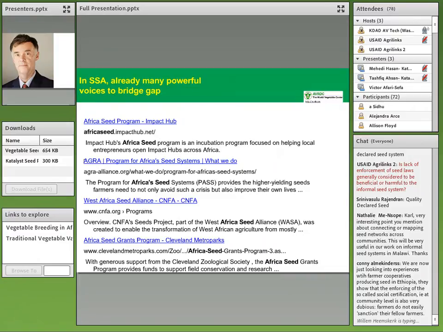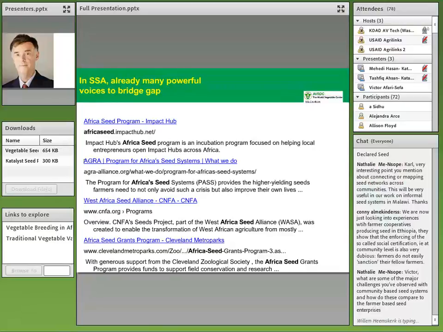Now, already there are a lot of big voices trying to bridge the system between the formal and informal sector. We have the Africa Seed Program. AGRA is doing quite a lot. We have the West African Seed Alliance and several others.